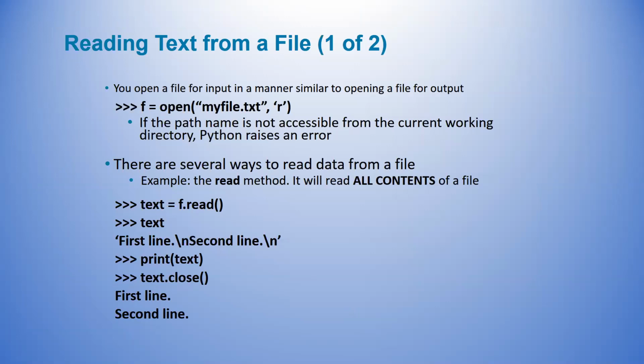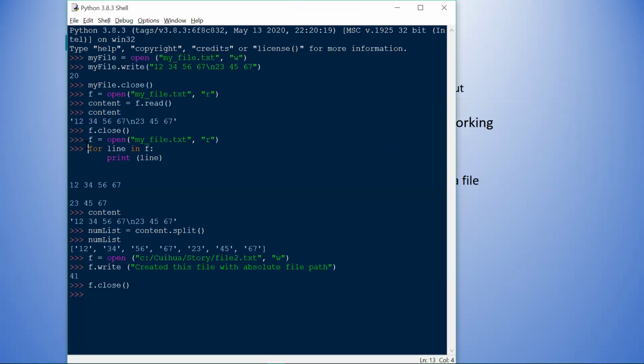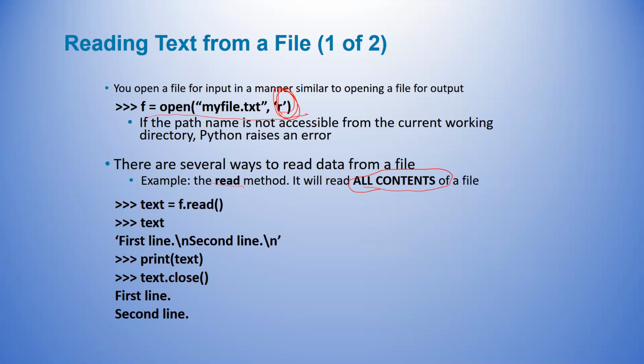Reading text from file. I did this already, right? Open with r. Remember that is the key, so that the system knows you are opening it for reading. Okay, there are several ways to read data from a file. So the read method will read all contents. I already showed you, right? We already saw that it reads everything, the whole file, as a string. Okay, so that's the read method.